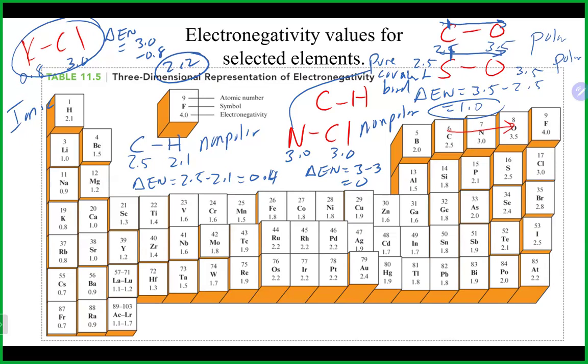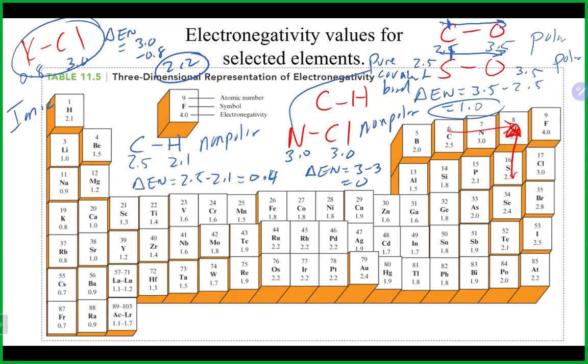So the same row, that should give you enough of a difference that you should end up with a polar bond. Same thing if you looked at sulfur and oxygen, they're in the same group, and oxygen is further up in the group, which means oxygen again should be more electronegative, and because they're in the same group, you should know that it should be a polar bond.